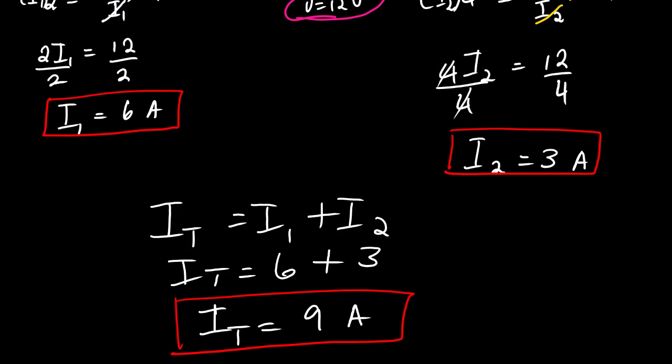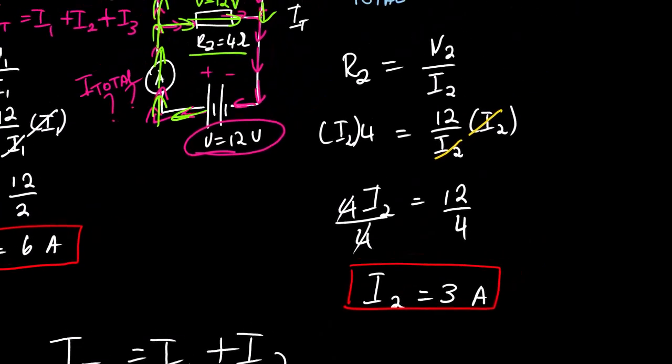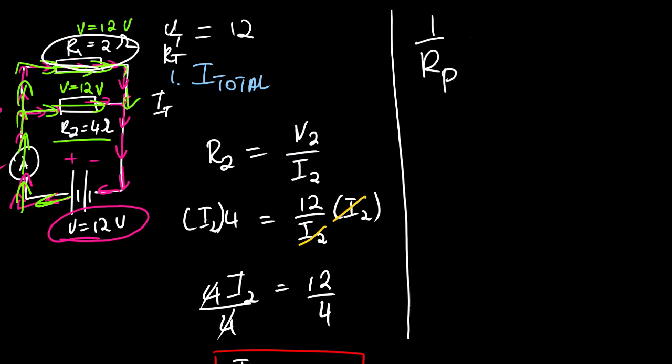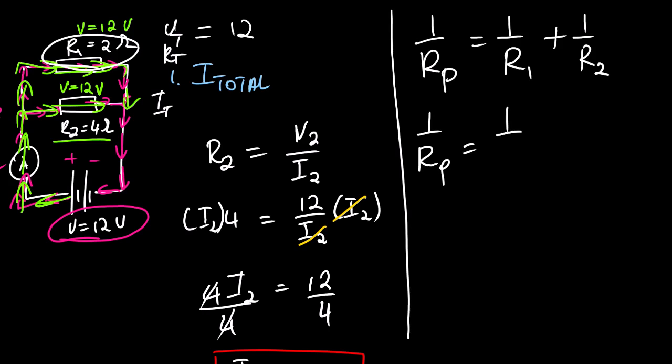Now looking at the second way, or let's say second option, we can calculate like this. We know V total it's equals to 12. R total we can quickly calculate. Remember the equation to calculate parallel connection. 1 over Rp is equals to 1 over R1 plus 1 over R2. So 1 over Rp is equals to 1 over 2 plus 1 over 4.